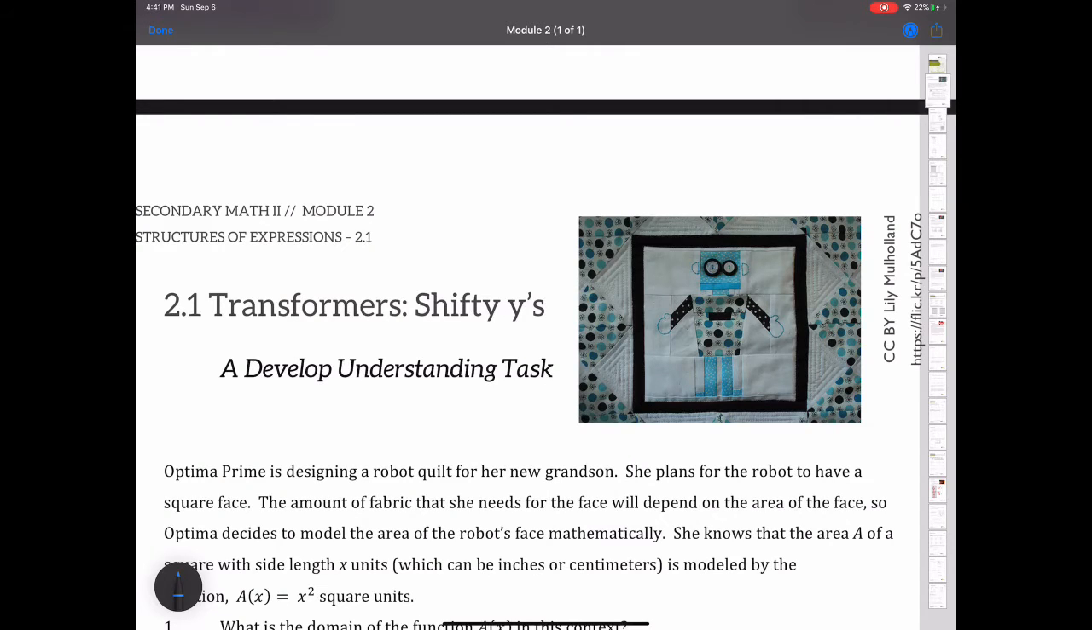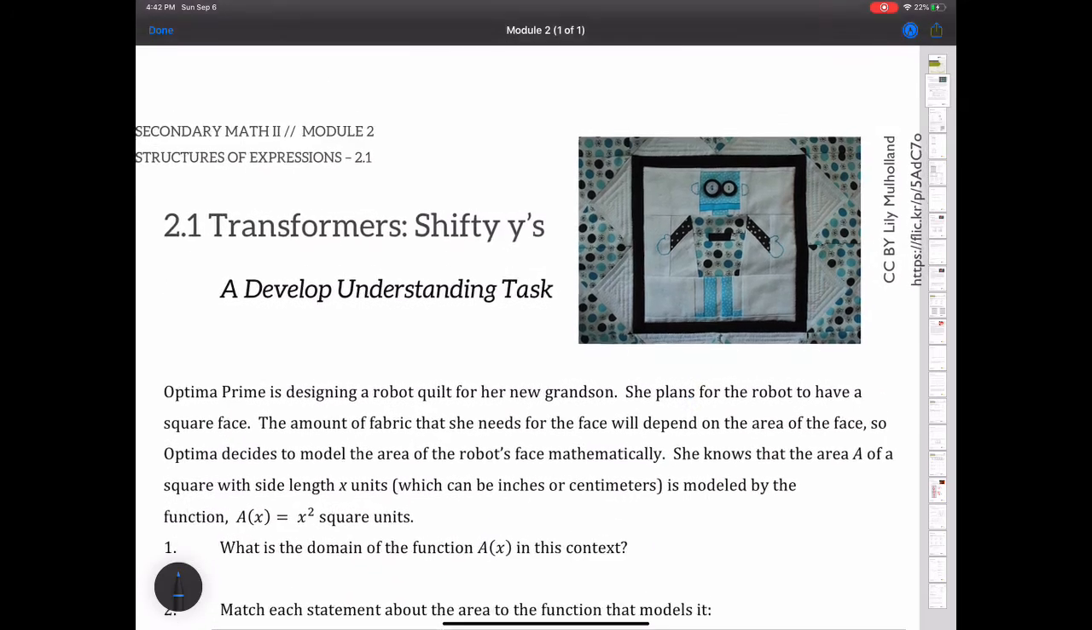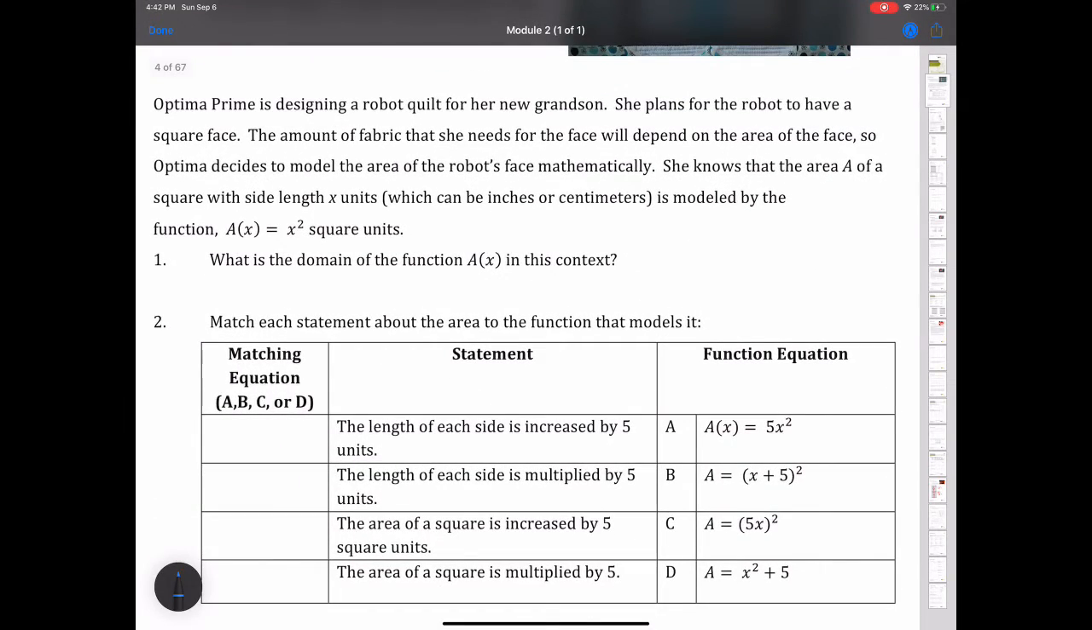So Optima Prime is designing a robot quilt for her new grandson, and she plans for the robot to have a square face, meaning the length and the width will be identical, right? So the amount of fabric that she needs for the face will depend on the area of the face. So Optima decides to model the area of the robot's face mathematically.